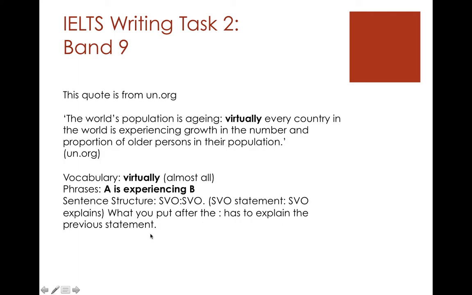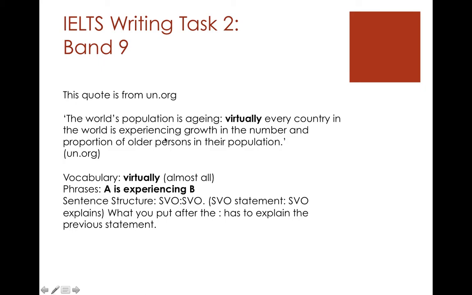So this has to explain the previous statement. So everything after this colon is explaining this. It's giving you more details. This is like an advanced use of a colon. So the world's population is aging. Well, you could put a period, but we have a colon, and then we explain what's going on.